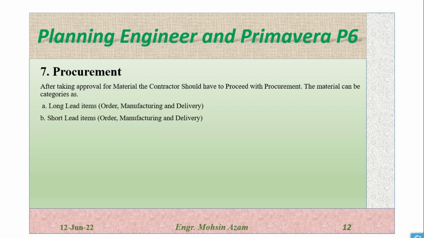Procurement. After taking approval of the material, the contractor has to proceed with the procurement. The material can be categorized as long lead items and short lead items. There will be two types of items. Short lead items are readily available in the market and we can get them within a month. Long lead items are the items for which we require a minimum of three months.